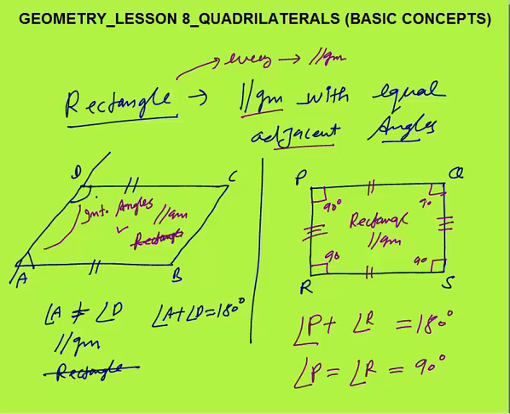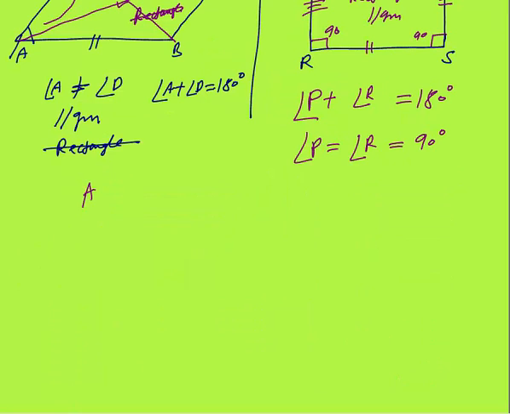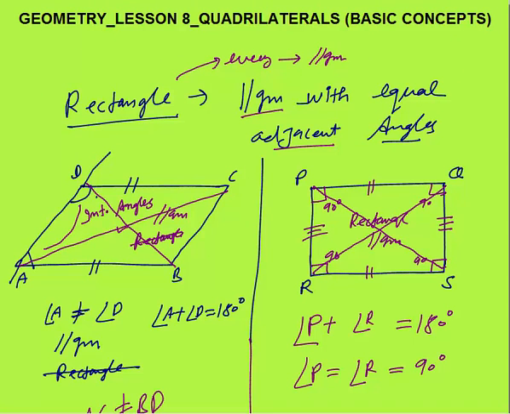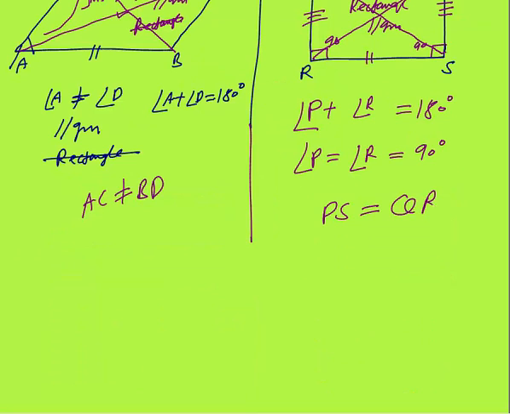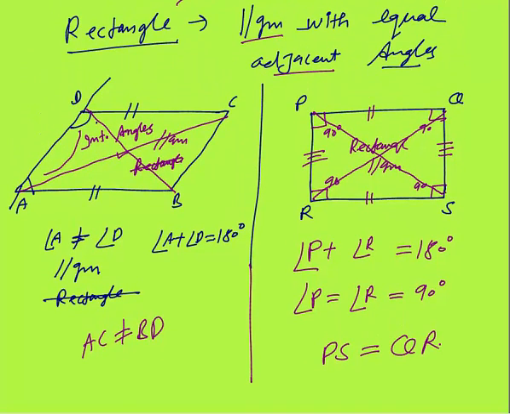The additional thing in a rectangle as compared to the parallelogram is that in this case the diagonals are of different lengths. In this case AC is not equal to BD, but in a rectangle the diagonals are of equal length. QR will be equal to PS, PS will be equal to QR. That is the additional thing, that the diagonals will be of equal length in a rectangle. Whereas in the figure on the left hand side, this is a parallelogram, and in this the diagonals are not of equal length.